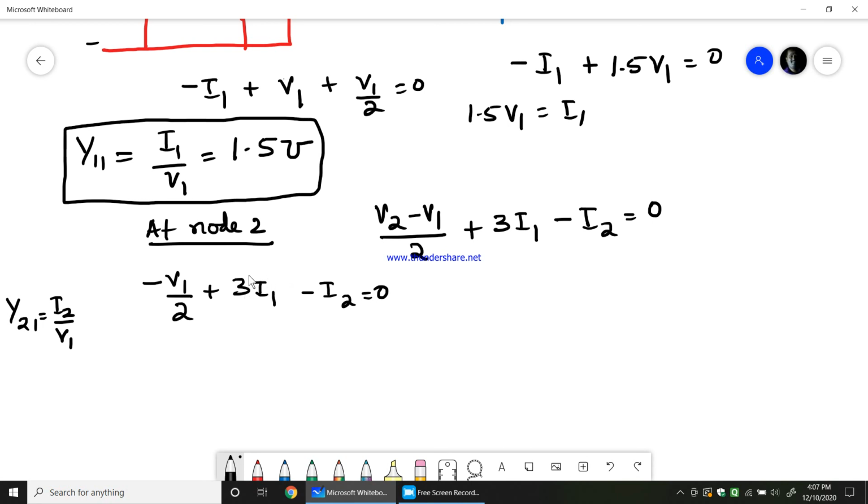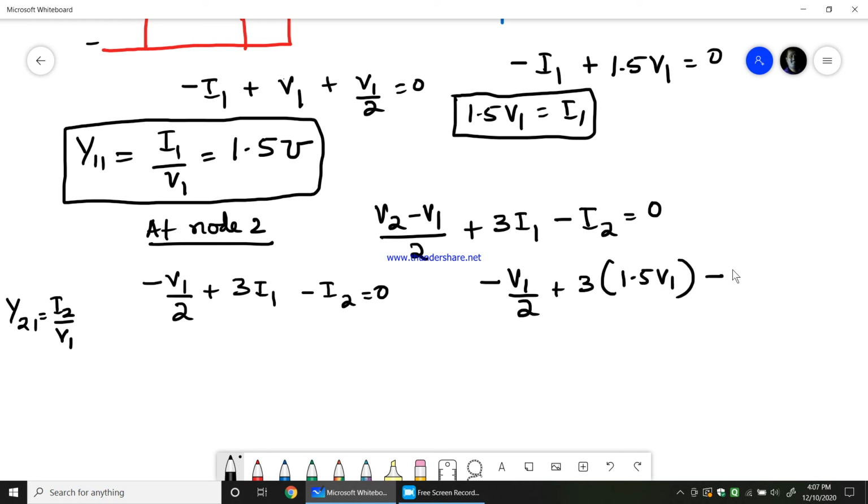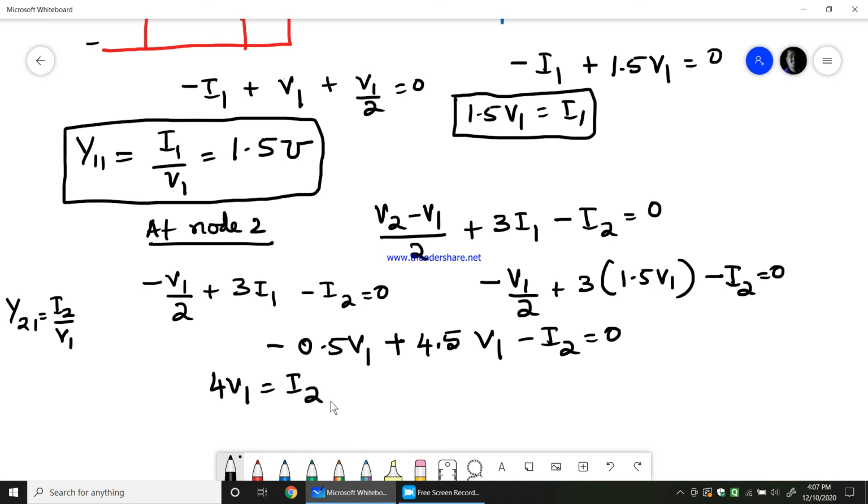This I1, if I try to convert that into terms of V1, I can easily get it from this equation. See, I1 is 1.5 times V1. If I substitute that here, it is minus V1 by 2 plus 3 into 1.5 V1 minus I2 equals 0. Therefore, minus 0.5 V1 plus 4.5 V1 minus I2 equals 0. 4.5 minus 0.5 is 4. So 4 V1 is equal to I2. Therefore, Y21 would be equal to I2 by V1, which is 4 mho.